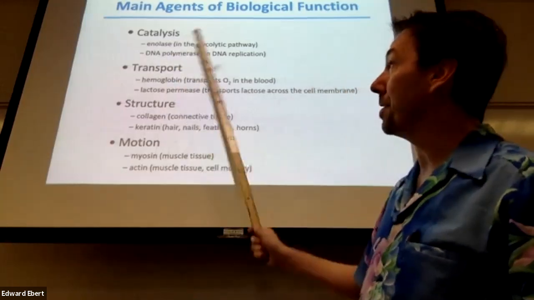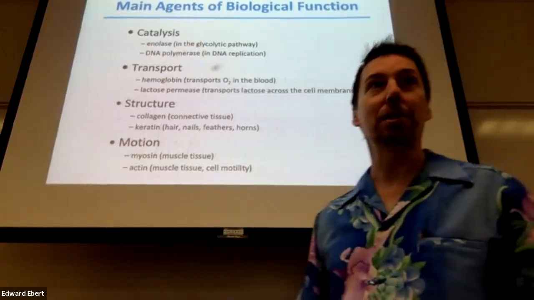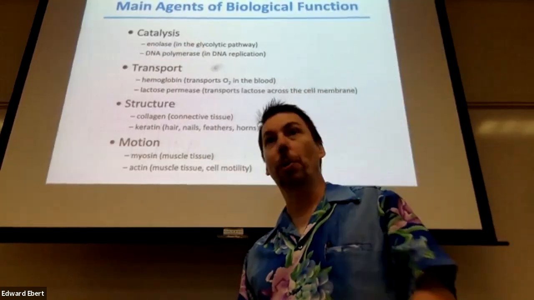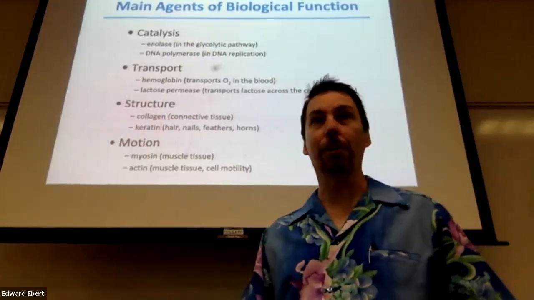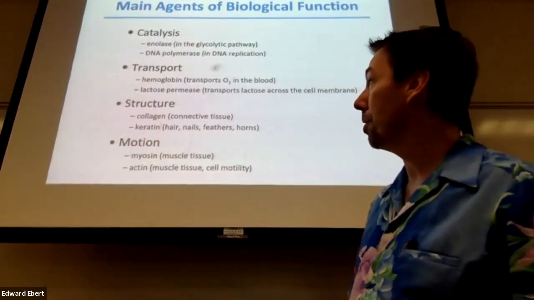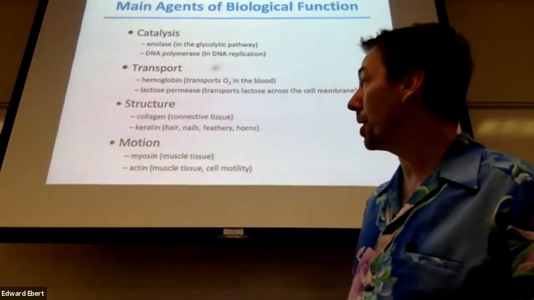So we can have proteins that act as catalysts. We can have things like enolase or DNA polymerase, which are facilitating reactions. We can have transport mechanisms. Think of hemoglobin transferring oxygen from the lungs to the tissues, or lactose permease transporting lactose across the membrane.